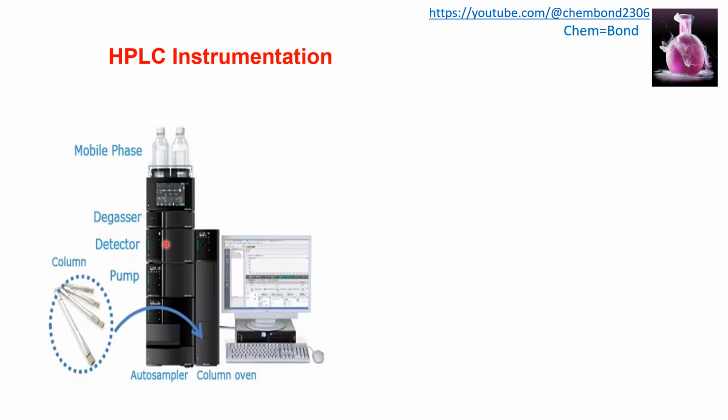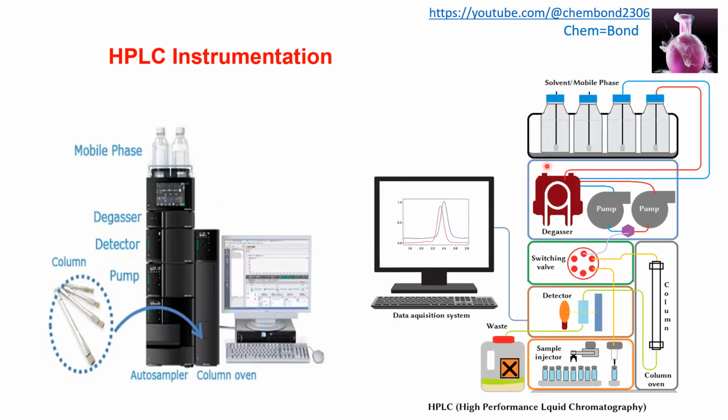This is the HPLC instrumentation. Mobile phase reservoir, degasser and pumps, detectors, columns, and the readout devices are used. Looking at the cross-sectional view of this HPLC, the mobile phase moves from the mobile phase reservoir towards the degasser. In the degasser, any air or gas molecules dissolved in the mobile phase are removed. Then it will pass towards the pump. The pump will pass the mobile phase to the column using switching valves.